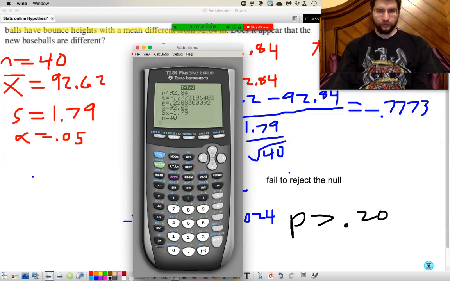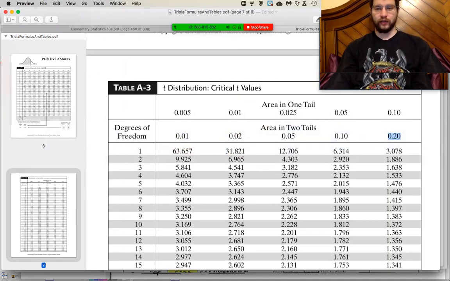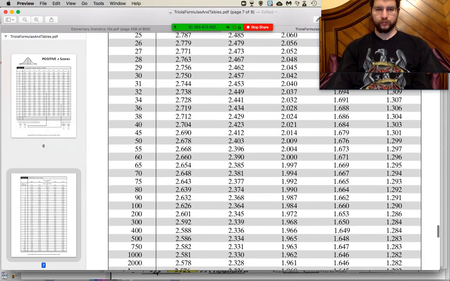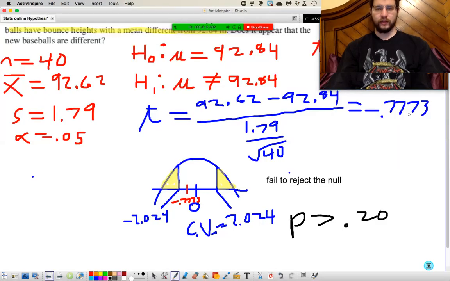That's all we can say from the chart. A TI can give us a more accurate answer. The p-value is 0.2208, et cetera. If you're using a TI calculator, that's fine. If you're not, use the chart: just find your degrees of freedom and whatever is closest to your test statistic. Same thing though, p is greater than alpha, so we're going to fail to reject the null.